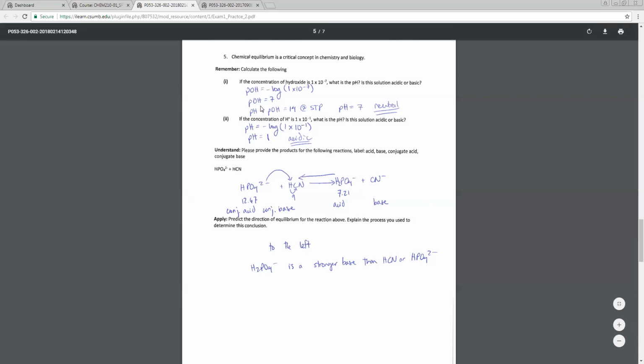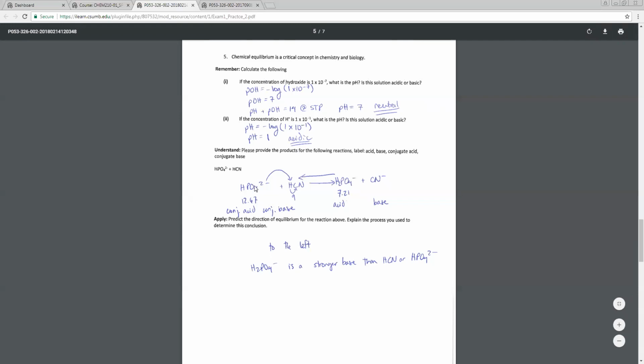So pOH and pH, you can calculate at 14. Remember, that's at standard temperature and pressure, so it's neutral. You calculate the concentration, it's going to be acidic. And then if you think about the products for the following reaction, again, you're going to go through and identify.